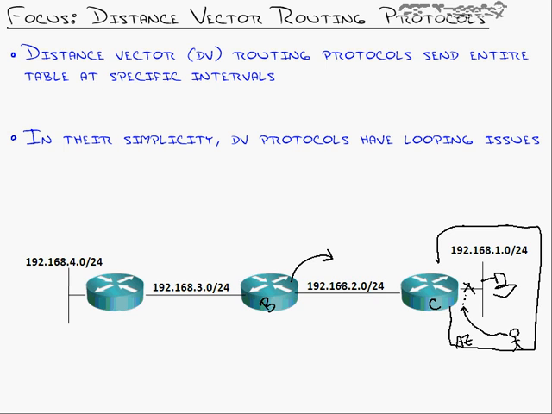4, 3, 2, 1. "Hello, everybody. This is Router B now. I know about 192.168.4.3.2.1." That update hits router C.